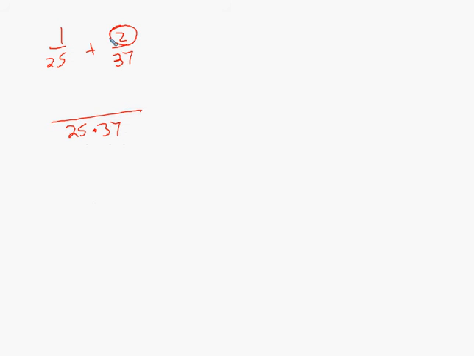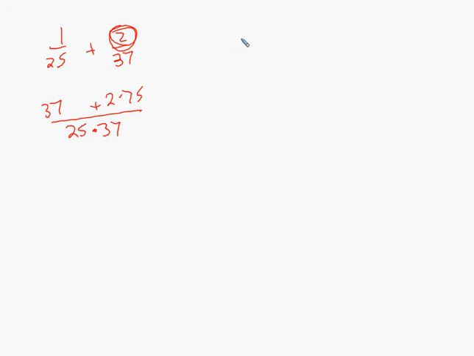Okay, what do I need to multiply this by? 25. So 2 times 25 plus, what do I multiply this one by? 37. Now, you chose numbers that were relatively prime. You chose numbers that have no common factors, which is why what you just said, that trick, is going to work and you're not going to have any problems.